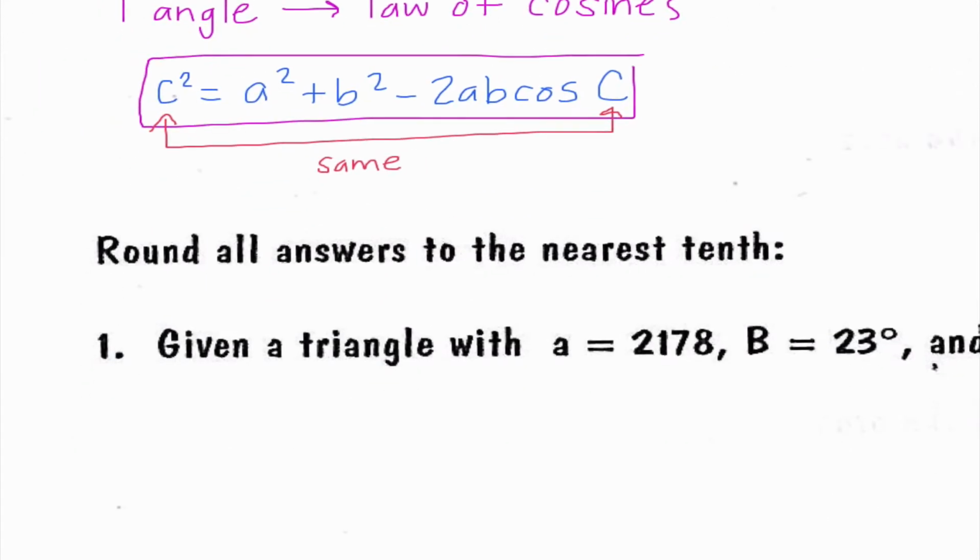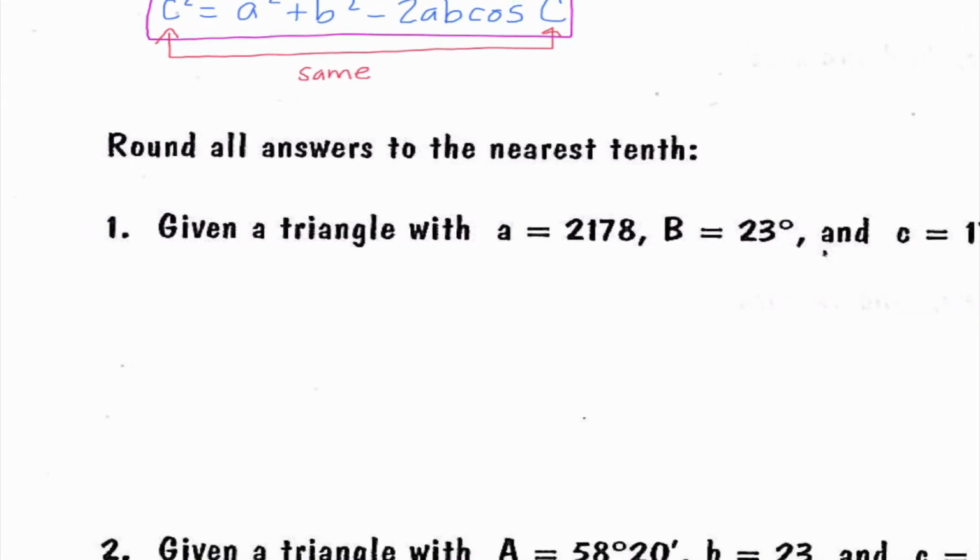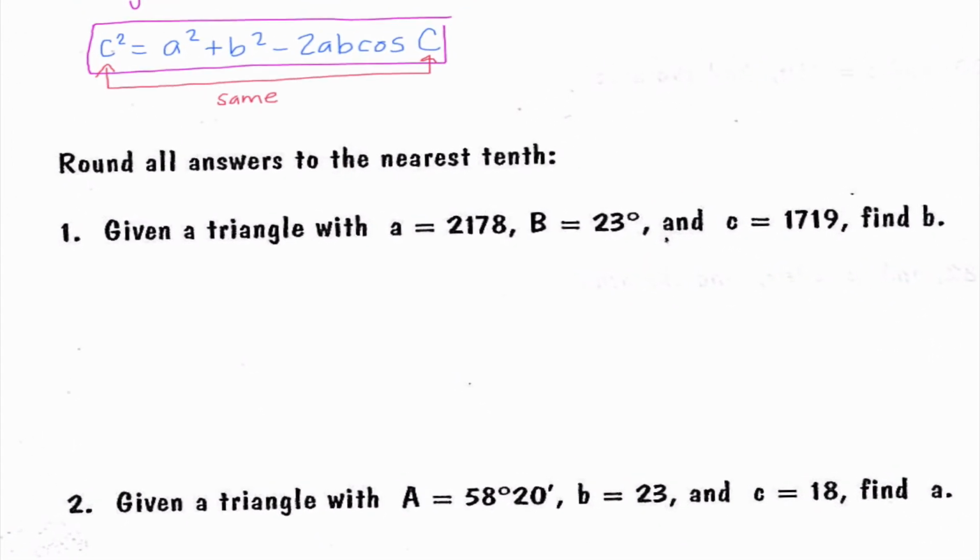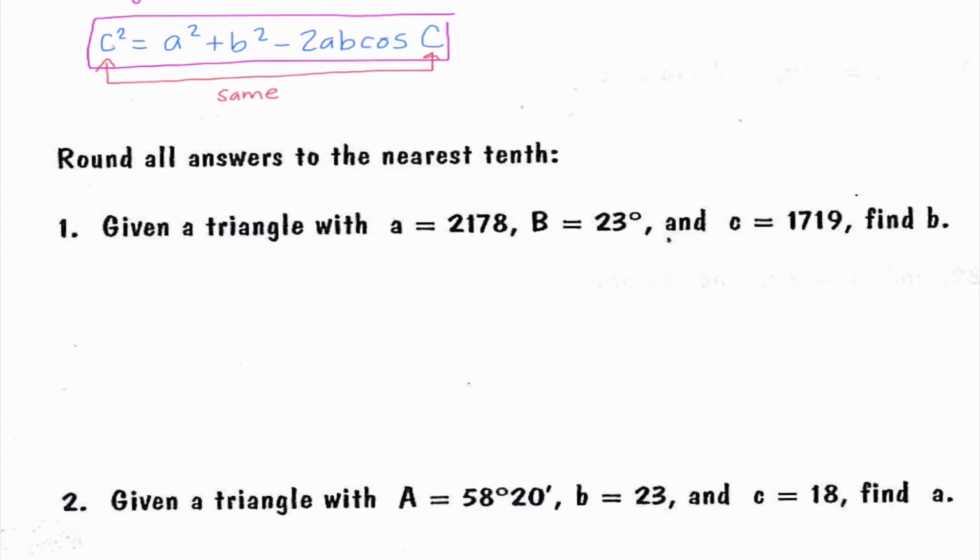Okay, it's telling us to round our answers to the nearest tenth, and if we look at number 1, it says given a triangle with side A, angle B, and side C, find side B. So notice in this case, we're only talking about one angle. So would it be possible to find side B using law of sines? And the answer is no. We don't have enough information to do that. So that's why law of cosines becomes important.